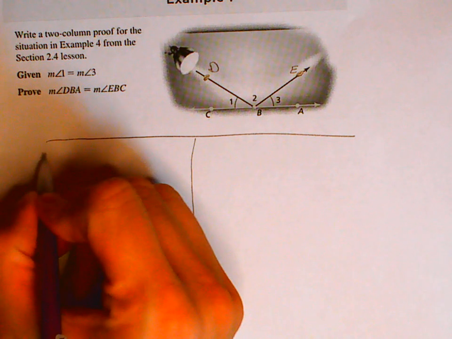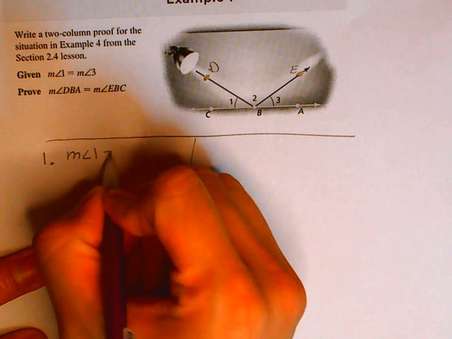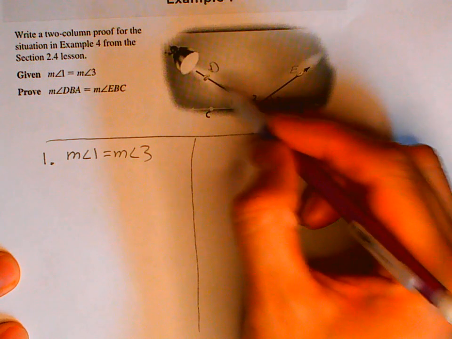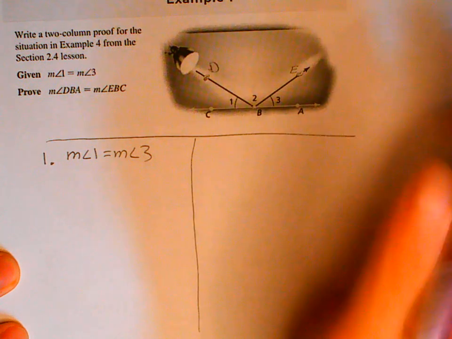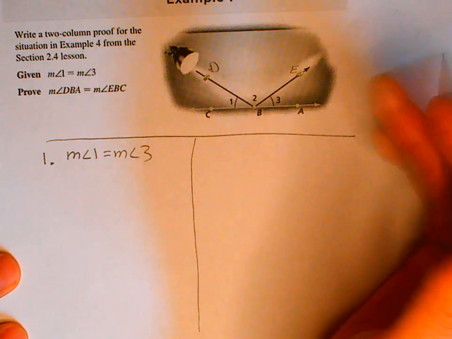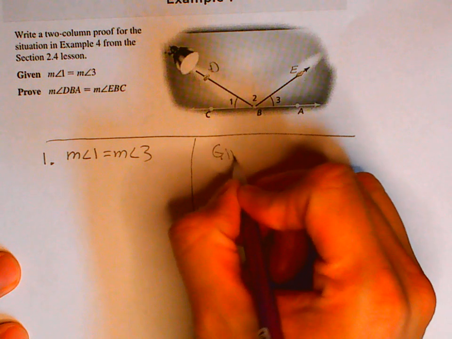Okay, our first step is going to be to list what's given. The measure of angle 1 equals the measure of angle 3. And what we are trying to prove is that the measure of DBA is the same as the measure of EBC. So that means we need to somehow figure out how they're going to be equal. This first part is given.